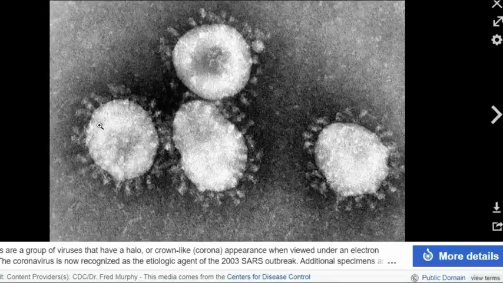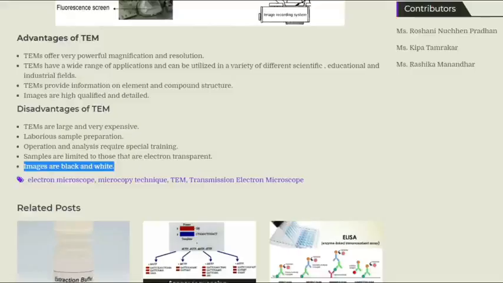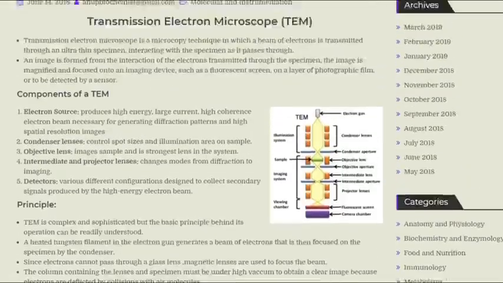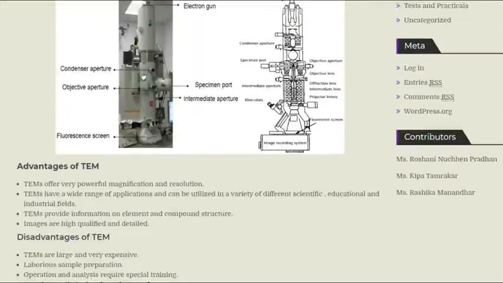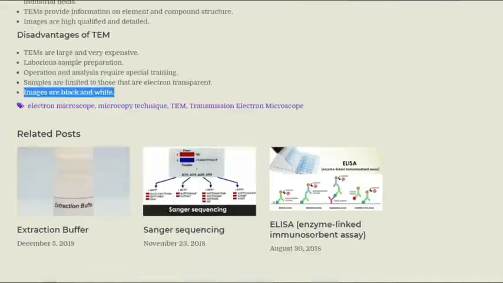Electron microscope can only record in black and white, not in color. We can find much info about electron microscopes. In this case it's a TEM, and that TEM stands for transmission electron microscope. Images are black and white.